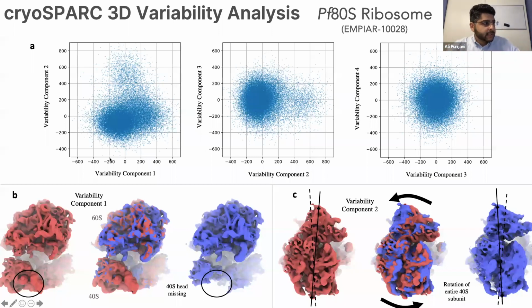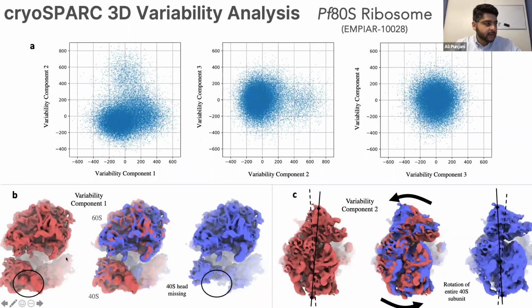So we can see that in the variability component 1 versus 2 scatter plot, there are some clusters, and there's clear spread along one of the directions and even the other direction, in terms of just a continuous spread of particles that exist from one end to the other. Same with variability component 2 and 3 and 3 and 4, we can see different patterns arise.